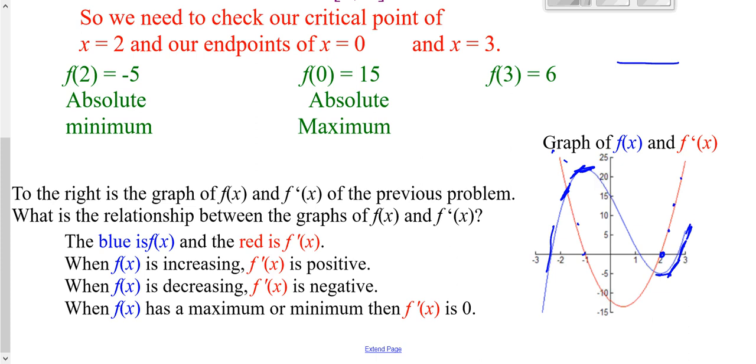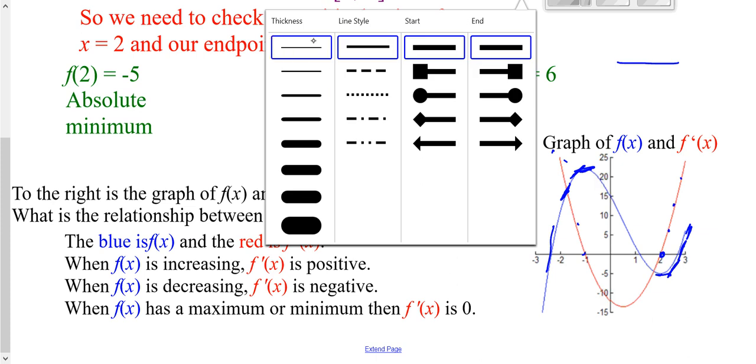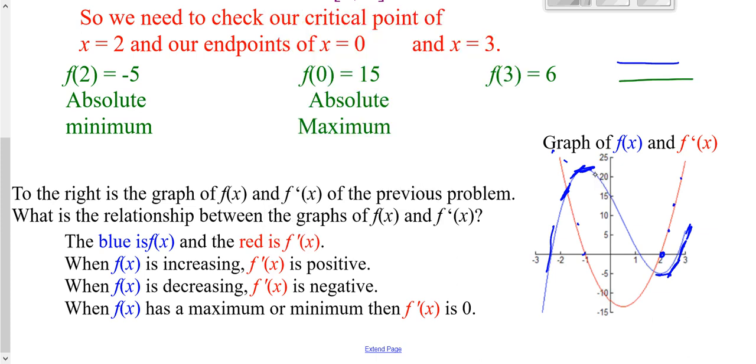Now, in between, our original function is going down. When you look at the slope, it's negative. Look at the slope, it's negative. Negative, not as negative, but negative. So that's why it goes down: negative, negative, negative, not as negative, but still negative.